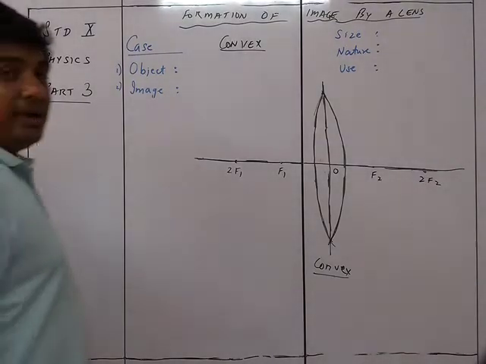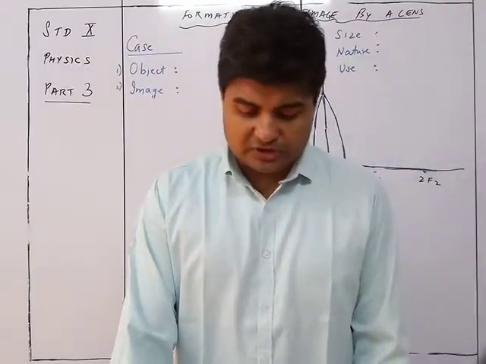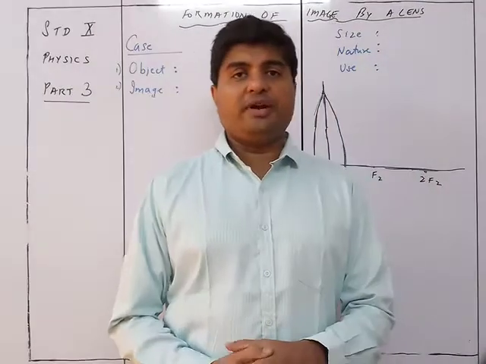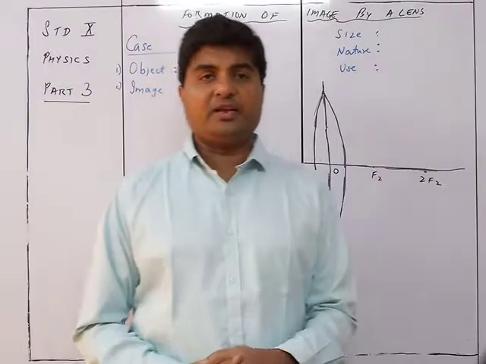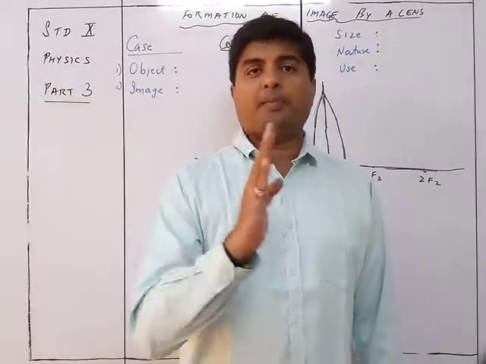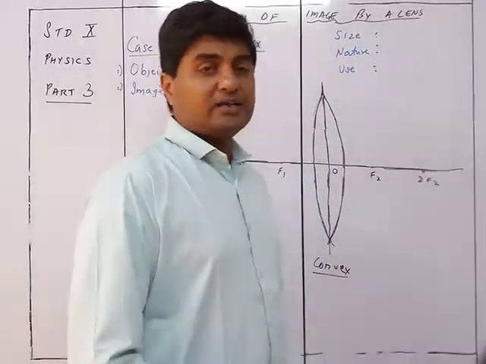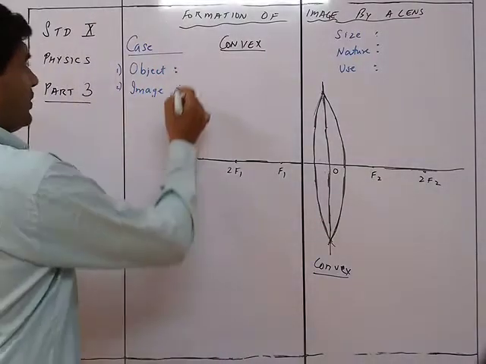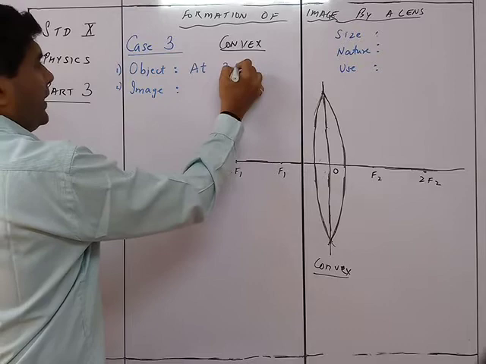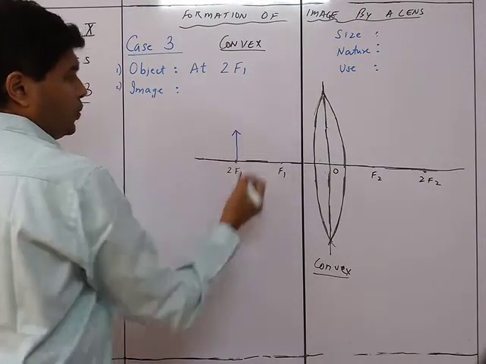So in the previous video, we saw the first two cases. The first case was object at infinity, or at a far off distance, and the second case was object beyond 2C. Now we are going to bring the object closer. So we are going to take now the third case, that is object at 2F1.